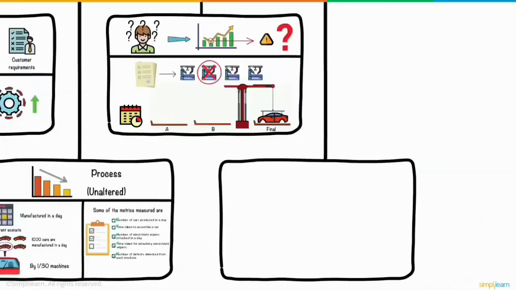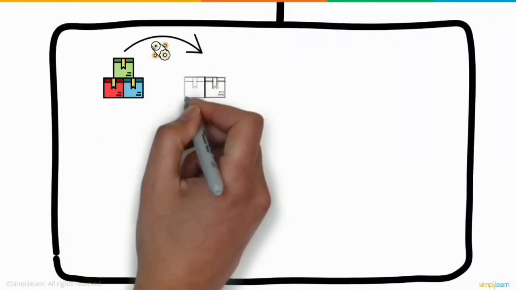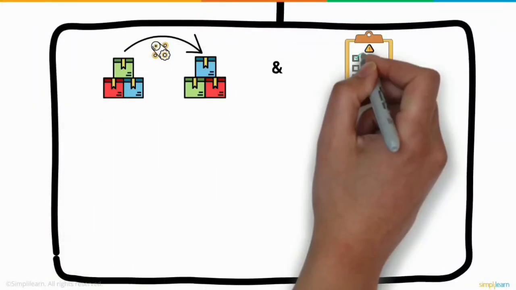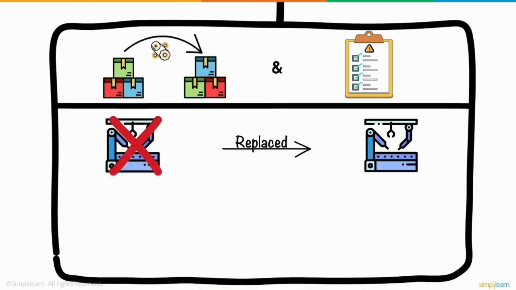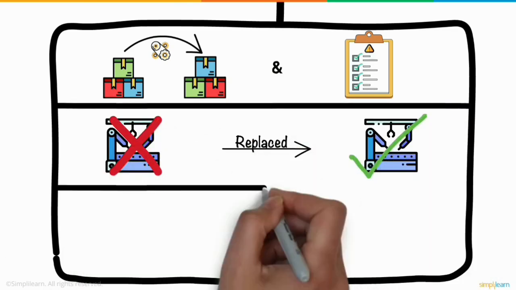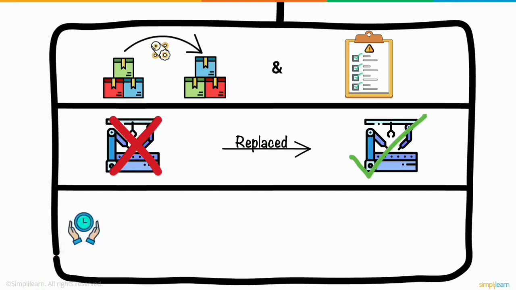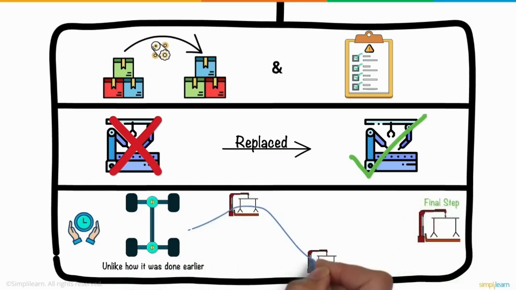Next, in the Improve phase, you make changes to the manufacturing process and ensure the defects are addressed. You replace the faulty machines that installed the windshield wiper with another one. You also find a way to save time by attaching wheels on the frame in the initial stages of the manufacturing process, unlike how it was done earlier. Now, the car can be moved across the assembly area faster.